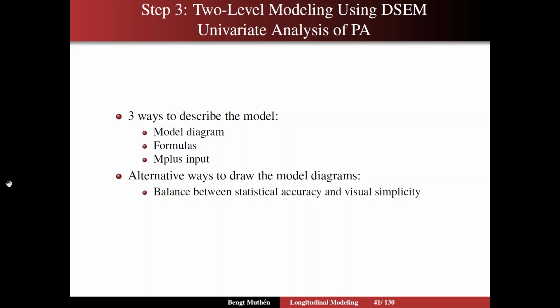So we're considering two-level modeling using DSEM, a univariate analysis of positive affect. I'm going to take a look at 3 different ways to describe the model, and you may favor one over the other. First is a model diagram, second is statistical formulas, and the third is Mplus input. Over time, I think one changes, and Tihomir and I were talking about that the other day, and we're thinking of the models more and more in terms of the input itself.